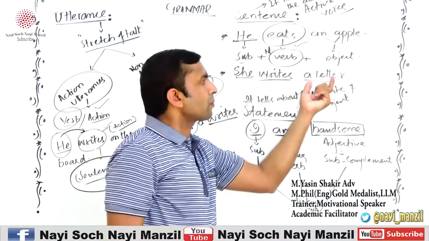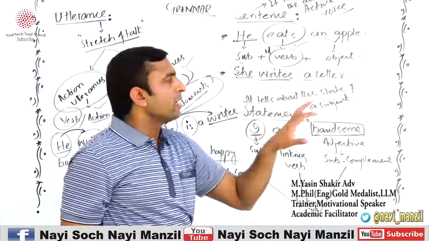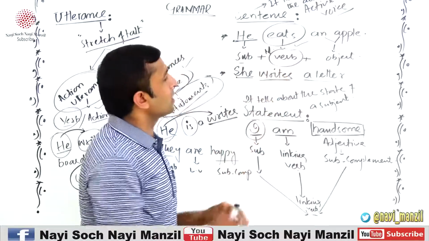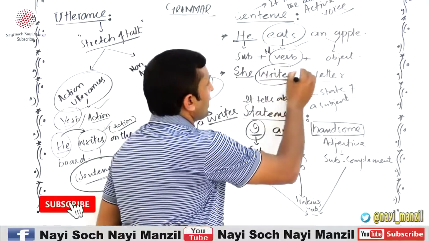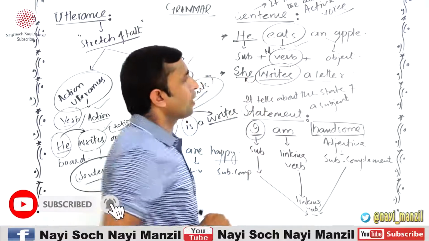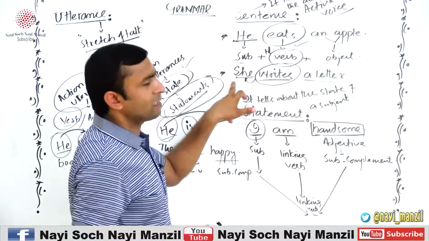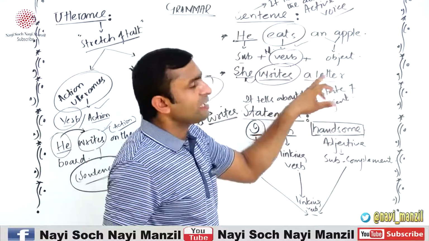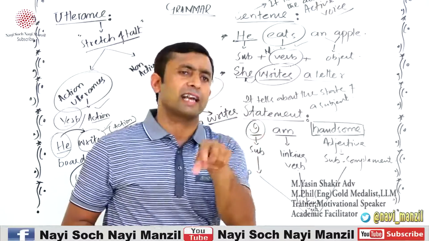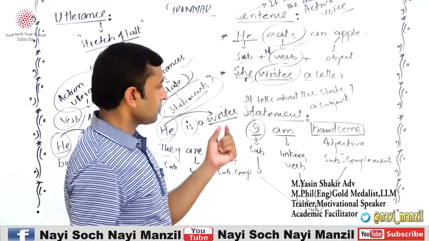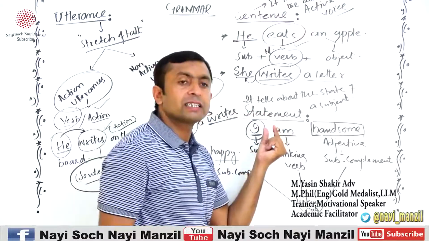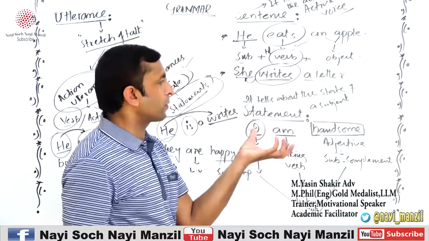And this object is replaced by a letter. Now it's another sentence because it tells about she, and writes is the action of the doer, and that is she. And a letter, it's an object on which the action is done. Now it's about statement. Come to this topic of statement.